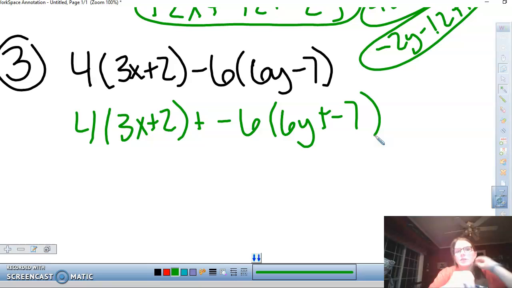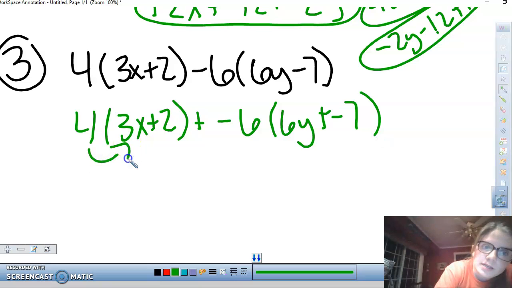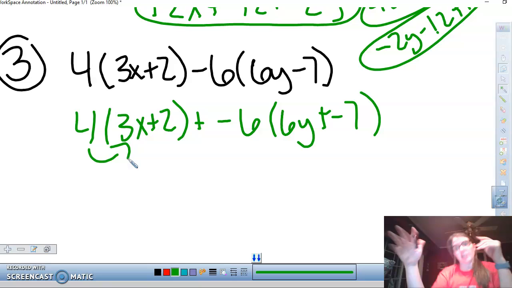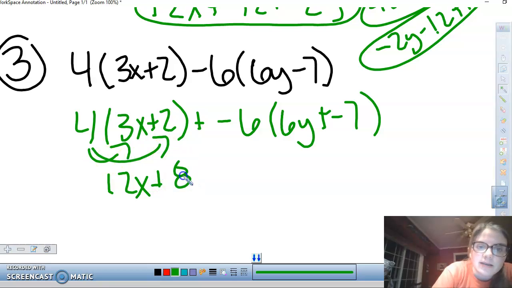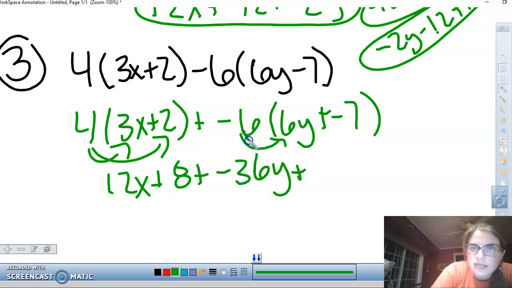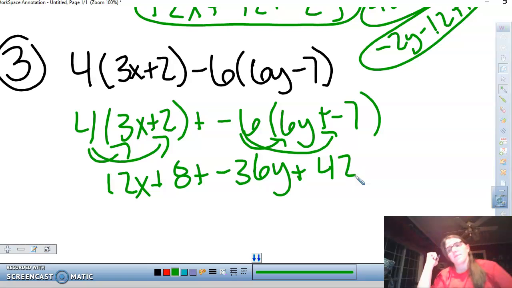All right, so first thing I'm going to do is 4 times 3. Oh, sorry. So I keep, change. Now I'm going to distribute. So 4 times 3x is going to give me 12x plus 4 times 2 is going to give me 8, plus negative 6 times 6y is going to give me negative 36y, plus negative 6 times negative 7 is going to give me a positive 42. Check. Now I need to simplify.